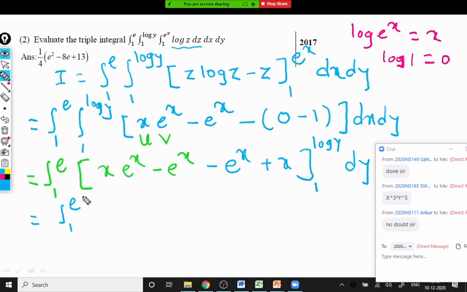Who is interested? Raise the hand. So we are going to replace that x by log y. So it is log y. e raised to the power log y, that will be y. What is e raised to log y? Directly tell me. y.